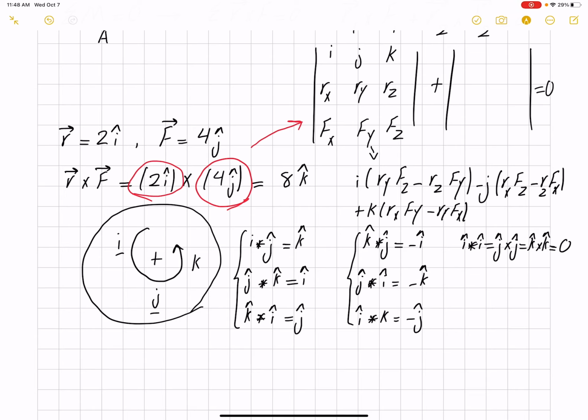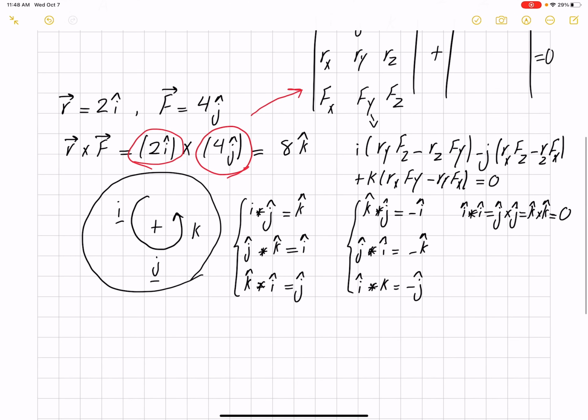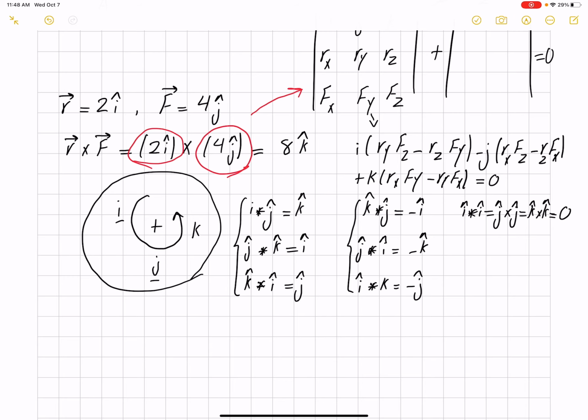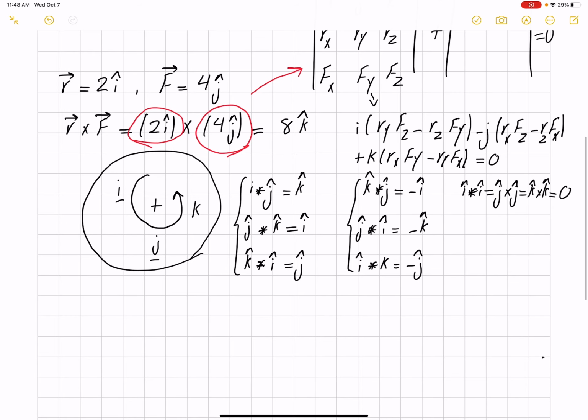So if we are saying that r cross F would be 0, that's a vector. If a vector is 0, that means that all the components would be 0. That means that the i component would be 0, the j component would be 0, and the k component would be 0. What is the i component? That would be Mx.